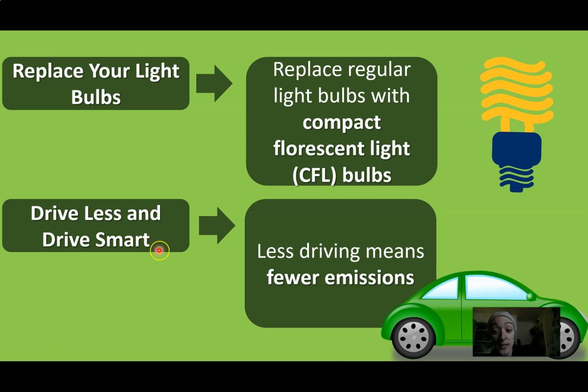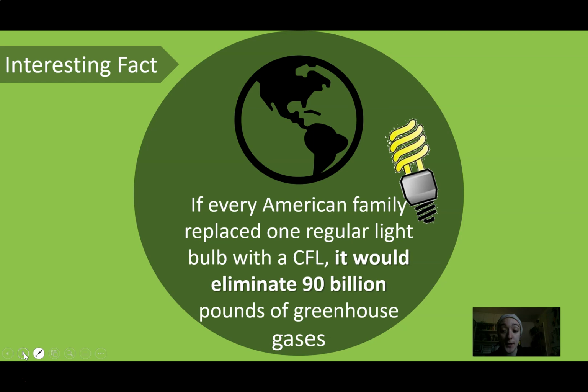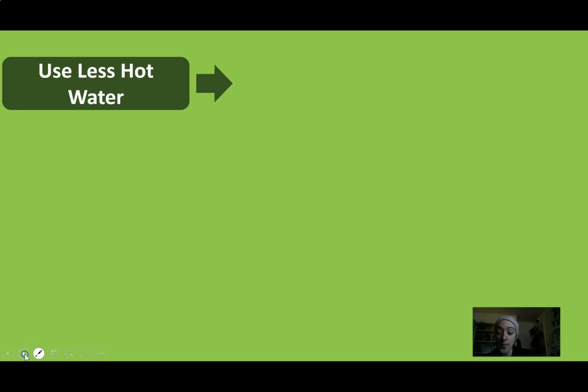So it's really interesting. It's truly effective, just driving less, or walking more and biking more. I hope this continues to be a part of our life even after quarantine is over. If every American family replaced one regular light bulb with a CFL light bulb, a fluorescent light bulb, it would eliminate 90 billion pounds of greenhouse gases. That's how much our electricity is causing greenhouse gases. It's honestly wild.